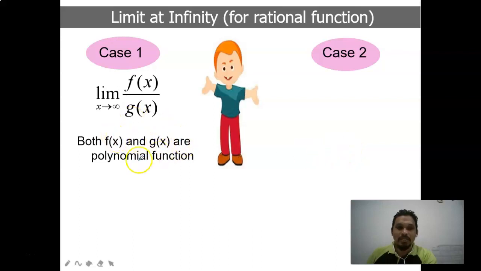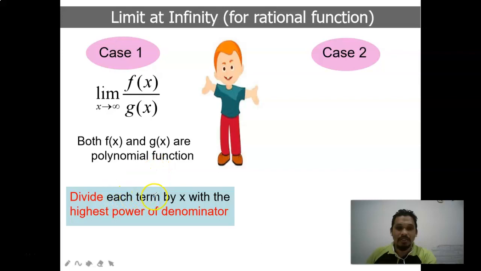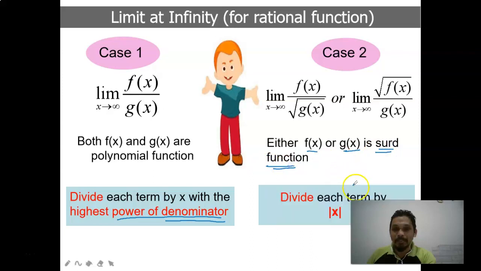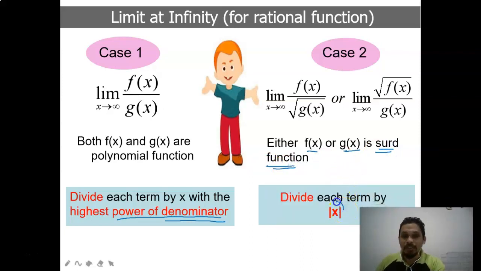Okay, limits at infinity for rational functions. If both f(x) and g(x) are polynomial functions, then divide each term by x with the highest degree power of the denominator. Okay, so that's the key, the highest degree of x from the denominator. And if it's the limit of f(x) divided by the square root of g(x), or otherwise the limit of the square root of f(x) divided by g(x), with either f(x) or g(x) being a square root function, then divide each term by the absolute value of x.